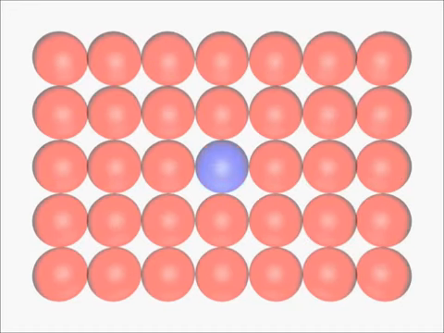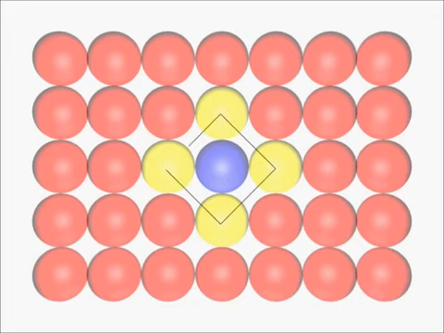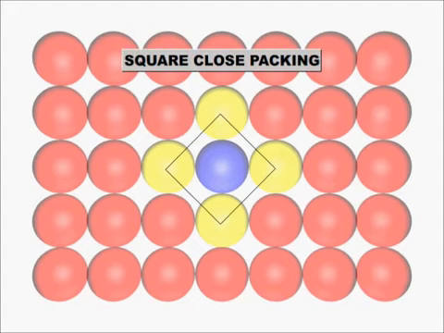Here a single sphere touches four other spheres. If we join the centers of the spheres, we get a square. Therefore, this packing is called square close packing.